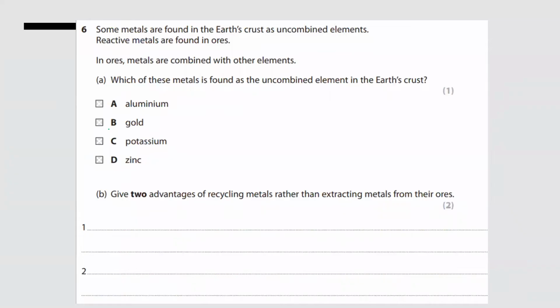Some metals are found in the Earth's crust as uncombined elements. Reactive metals are found in ores. So an ore is a rock which contains the metal that can be extracted. In ores, metals are combined with other elements. Which of these metals is found as the uncombined element in the Earth's crust? So we just saw aluminium reacts with things. Gold, possibly, doesn't react with very many things. Potassium, no, very reactive. Zinc does react. So it's gold. So that's why you have gold jewellery, because it won't react with your skin and other things. Okay, there are lots of jewellery made of gold.